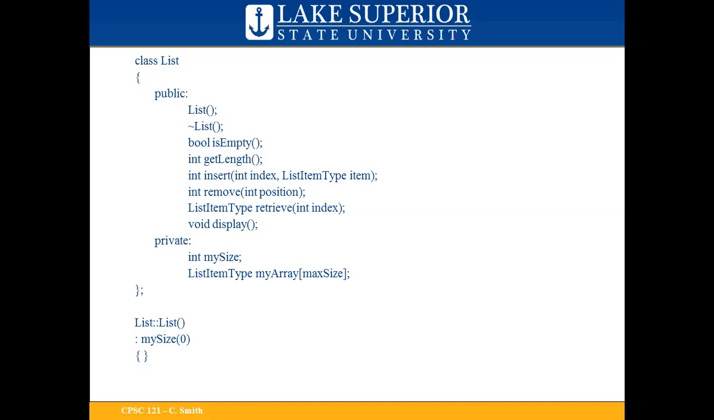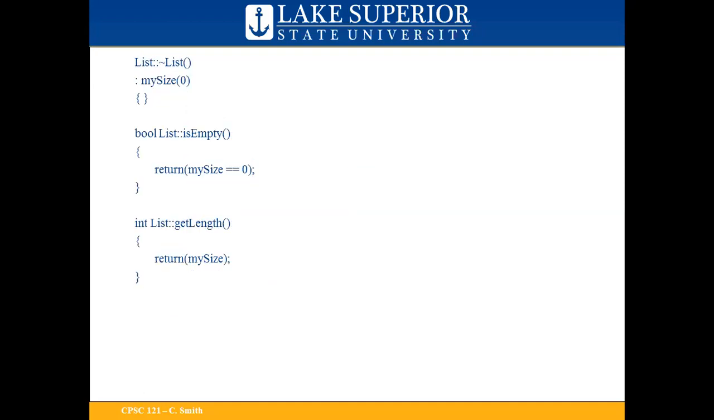In my private, I have the size, and then I've got the array, okay? An array of list item types. So this is an array implementation of a list, and we're going to see some of the ugliness that occurs here. The constructor simply sets the size to 0. That's it. The destructor sets the size to 0. There's no dynamically allocated memory, so we don't have to worry about it.